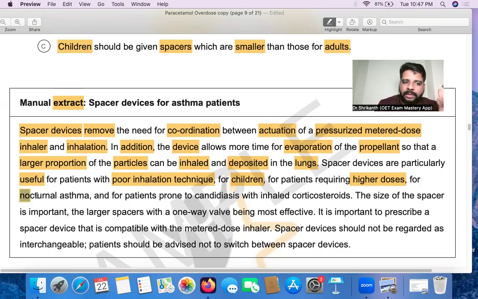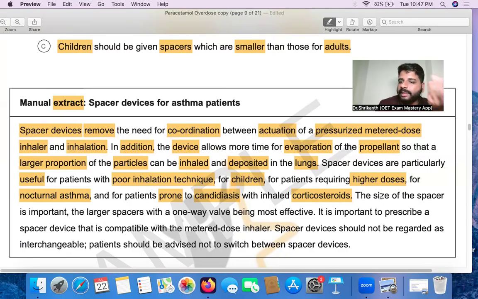And for patients with nocturnal asthma, nocturnal means what? Sleep. So those who have asthma when they are sleeping. For those patients, and for patients who are prone, meaning what? Vulnerable, susceptible, more likely to get candidiasis. That's a fungal infection with inhaled corticosteroids. So those who are using corticosteroids are at risk of developing fungal infection. So for all these people, spacer devices are very, very helpful. That is the third benefit.